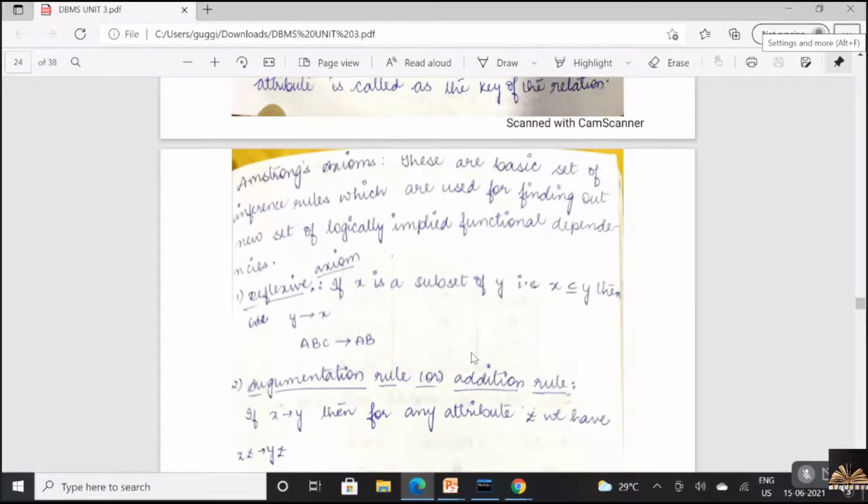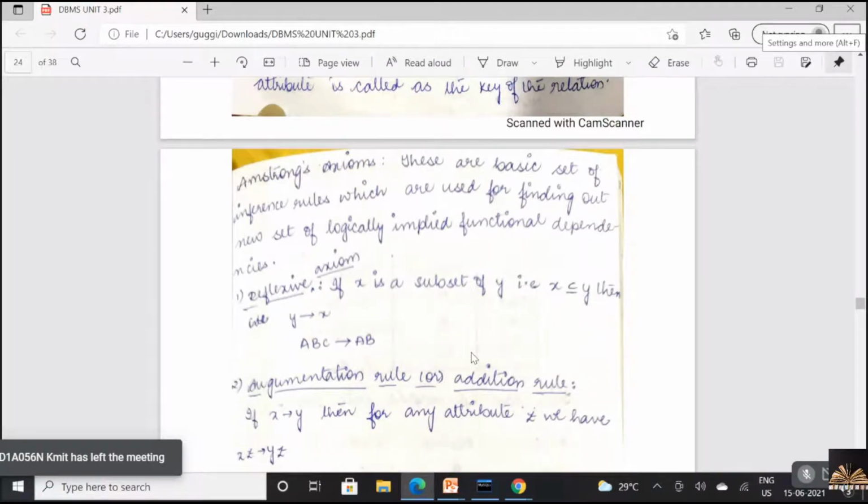The next one you have is the concept of Armstrong's axioms. So these are the basic set of inference rules which are used for finding out new set of logically implied functional dependency. So whenever you are interested in finding new set of functional dependency, given existing set of functional dependency, then the Armstrong's axioms would be useful.